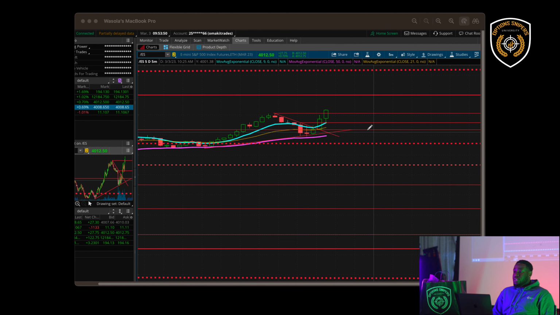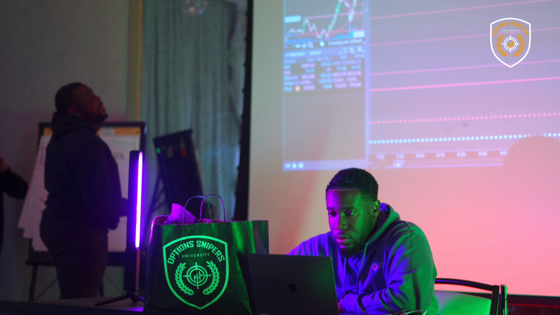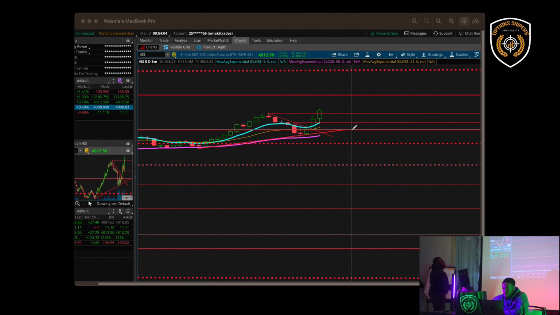All right, guys, 4020 is coming. Wow, we broke that high. That was a nice clean bounce. That was a very clean bounce. It bounced right off the 9 too.